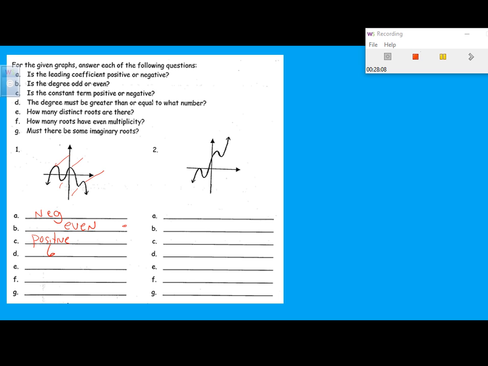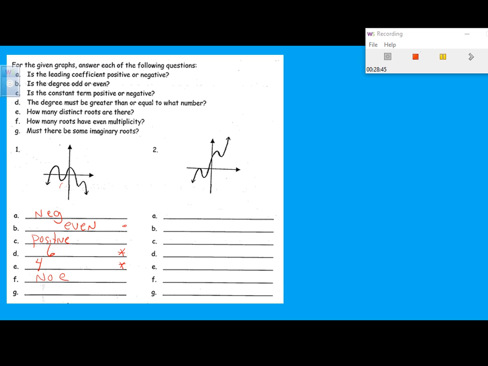How many distinct roots are there? That means how many x-intercepts do you see? Well, in terms of the x-intercepts, I spy 1, 2, 3, 4. Now, guys, there should be 6 answers, and I've got 4 of them. So now, how many roots have even multiplicity? That means, does the graph come down and touch the x-axis and go back up? Points of tangency. In this case, none.